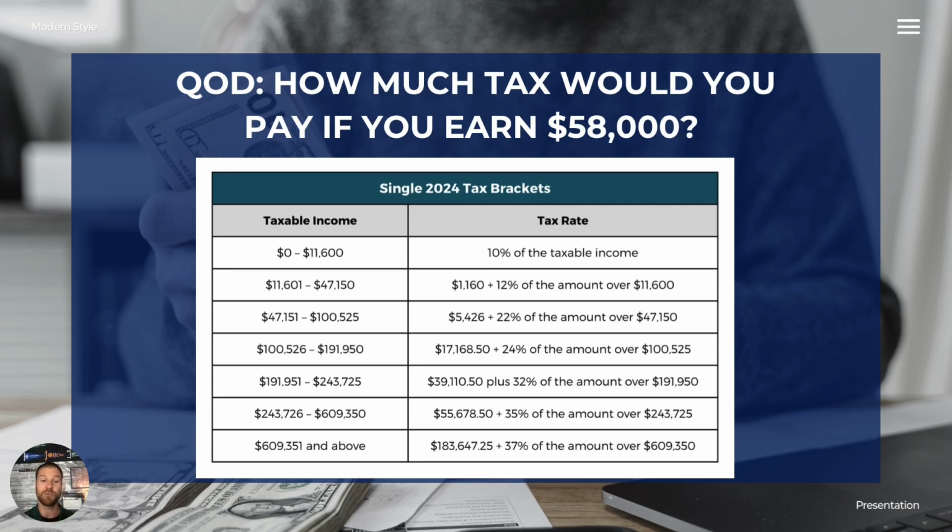So in this case, $47,151 all the way up to $58,000. For simplicity, I'm going to call it $11,000. I know that's not completely accurate, but just for easy numbers here, $11,000 would get taxed at 22%, in addition to the $5,426 that came from the first two rows at 12% and then at 10%.